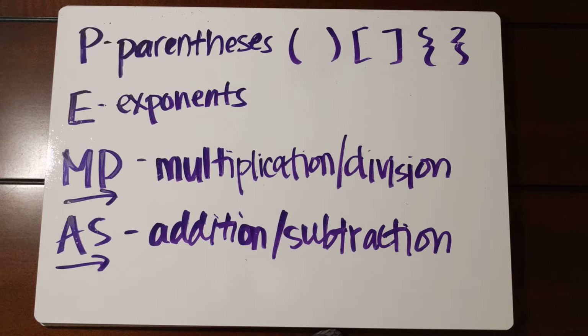And a common misconception here is that a lot of students think multiplication has to come before division because the M is written before the D, but with multiplication and division, you just work from left to right. The same thing with the A and the S, addition and subtraction. A lot of students think that addition has to come before subtraction, but with addition and subtraction, you just work from left to right. Let's take a look at a few examples.